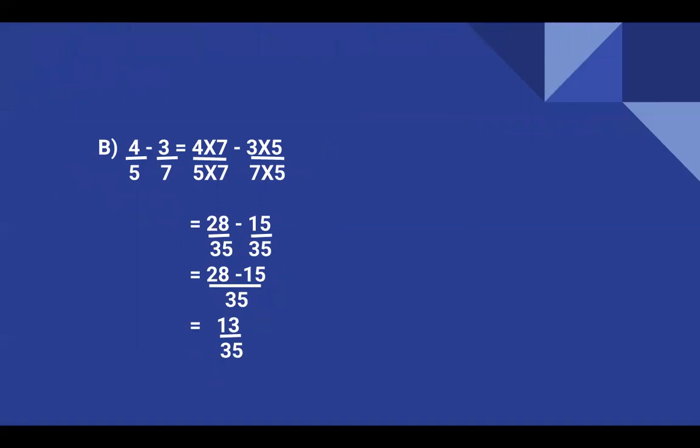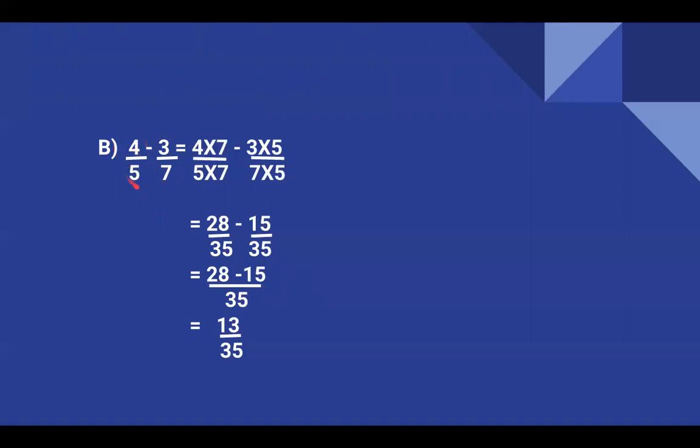Let's see the subtraction of unlike fractions. If you observe, the first fraction is 4 upon 5 minus the second fraction 3 upon 7. Here, if you observe, the denominators are different. That's why these fractions are called unlike fractions. Again, to do the subtraction of these fractions, we want the denominator the same. For that, we have to do the cross multiplication.